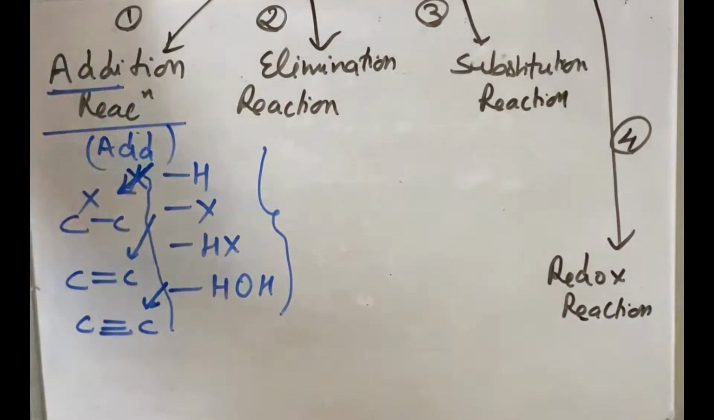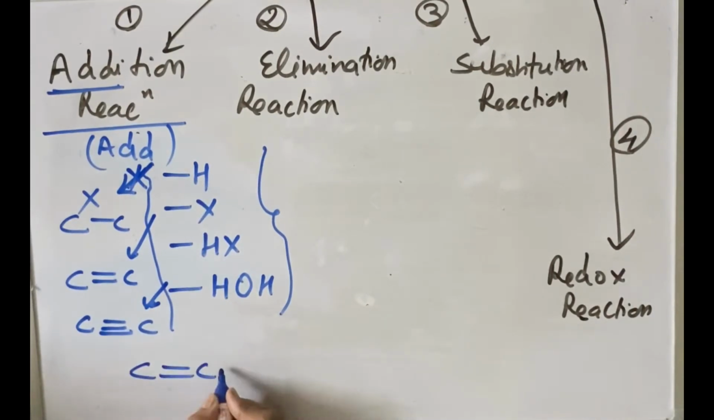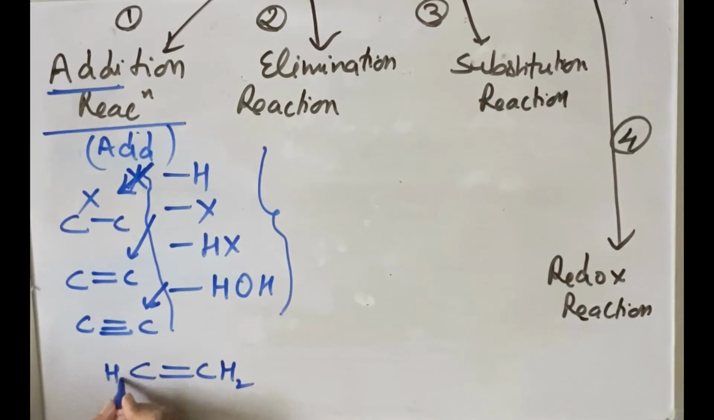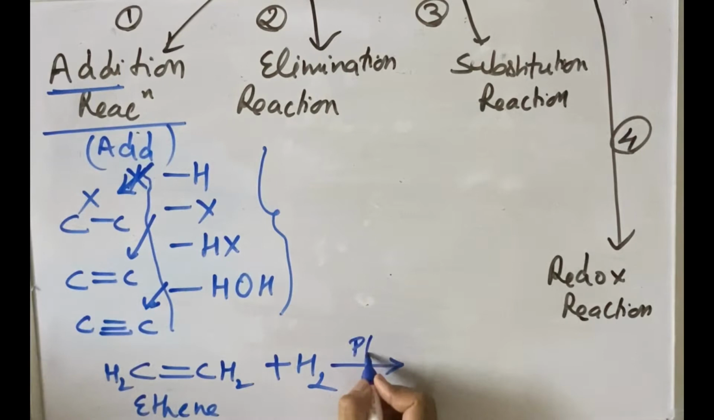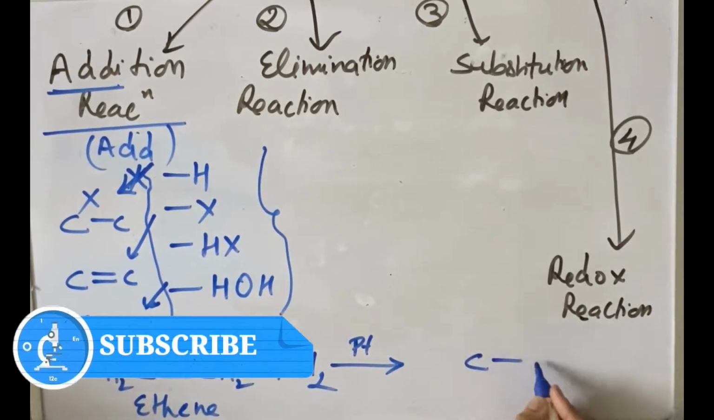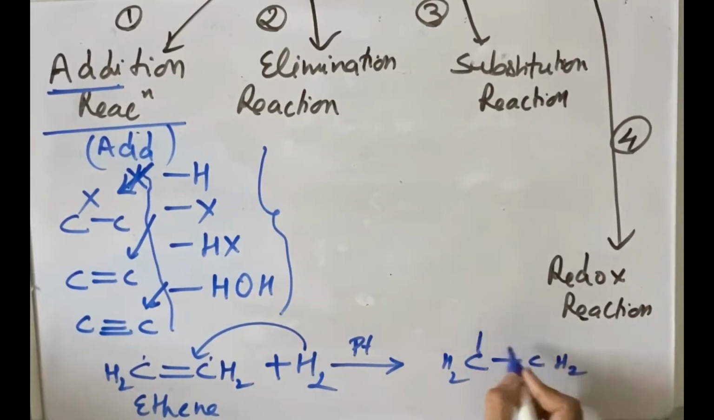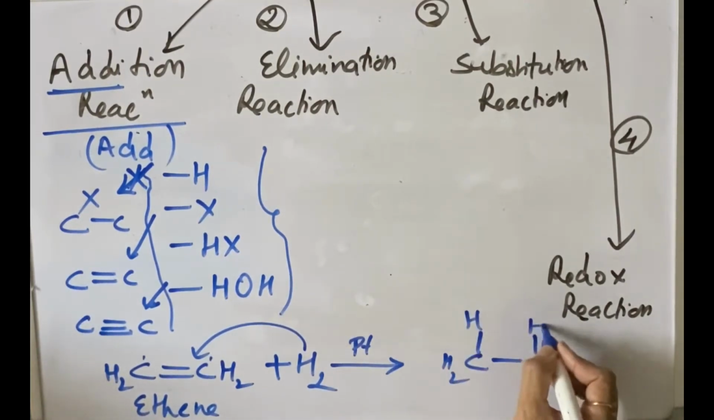Now let's take an example. For example, C double bond C, C2H4, and H2. What is that? It is ethene, right? When this reacts with hydrogen in the presence of the catalyst platinum, both of these hydrogens will attack this double bond. One will be added here, another here. What will be the compound then? The H2 and H2 was already there, and one more hydrogen on each side will be added.